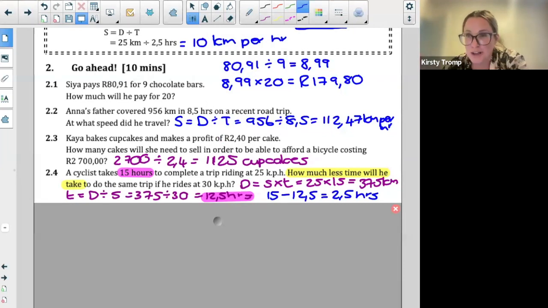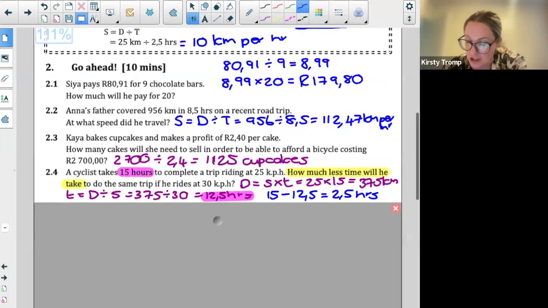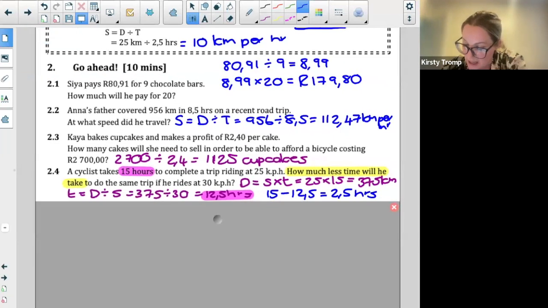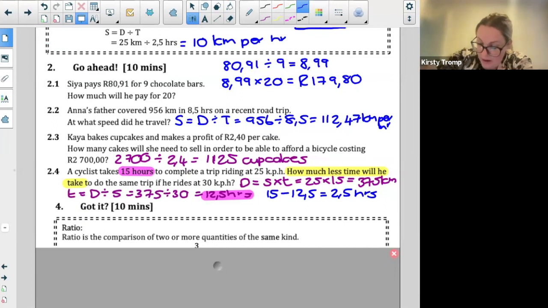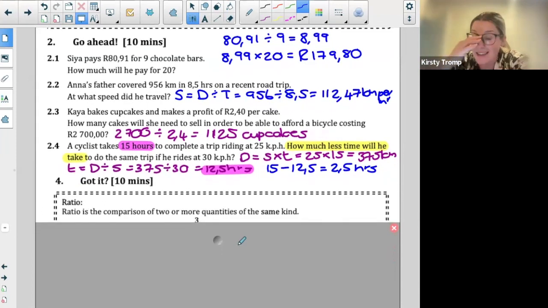All right, guys, no need to be scared of maths. Sometimes it's challenging, but no need to be scared. We've spoken about that before. Okay, all right, let's carry on going. So we've done rates. Let's move on to some ratio.